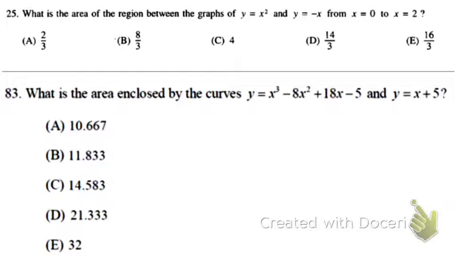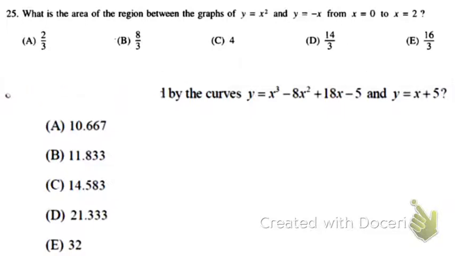The first one says, what is the area of the region between the graphs of y equals x squared and y equals negative x from x equals 0 to x equals 2? Notice that it's number 25, which means it is a non-calculator question. So, just for the purpose of this, let me erase all this down here so we have a lot of room to write.